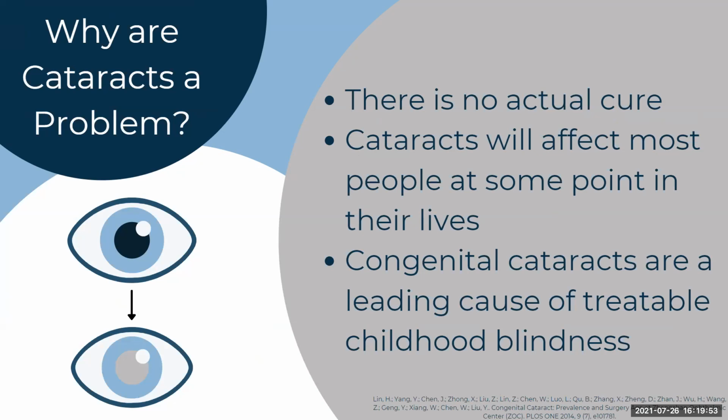But the problem with this is that cataracts can reform in your artificial lens, and surgery is inaccessible in some parts of the world. Cataracts are also a problem because they affect a huge part of the population and they will affect most people at some point in their lives. Congenital cataracts are also a leading cause of treatable childhood blindness, which is another reason why cataracts are a problem.